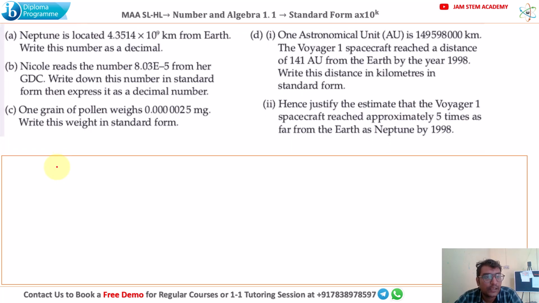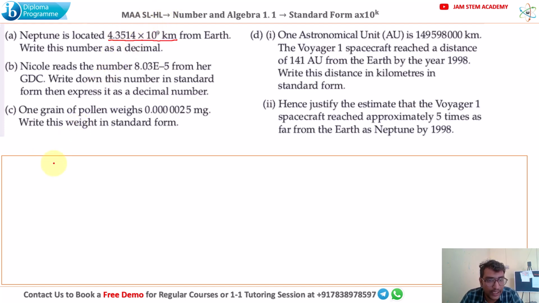It says Neptune is located 4.3514 times 10 raised to the power 9 kilometers from Earth. Okay, so this distance is given. Now you have to write this number in the decimal. So what is the power here? We have 10 raised to the power 9. It means we have to multiply this number with 1 and 9 zeros, right? So obviously your decimal will shift in the right direction in this case because you are expanding it.